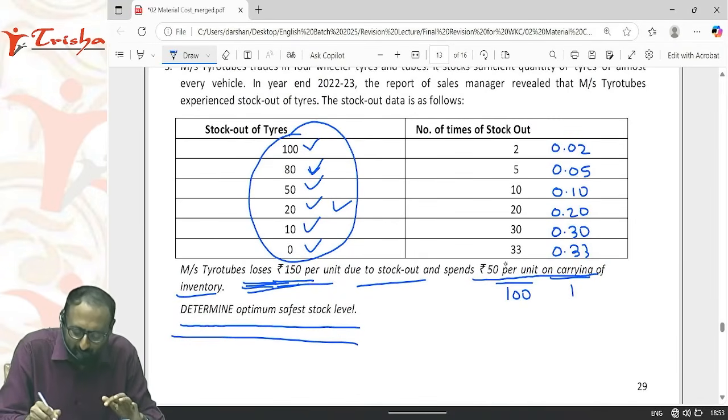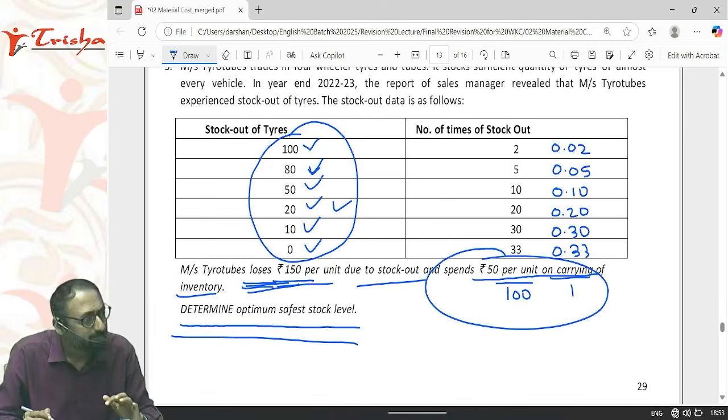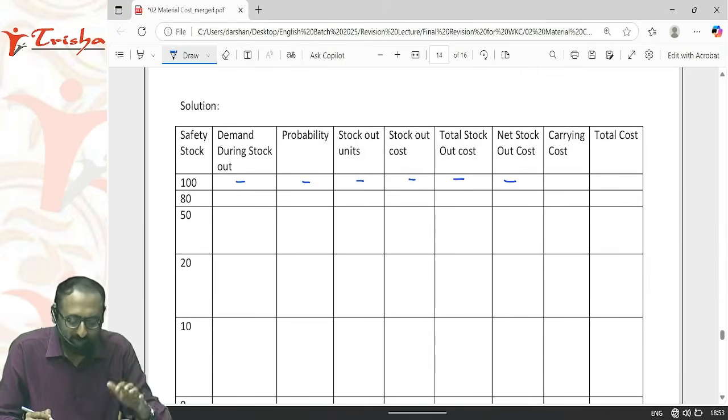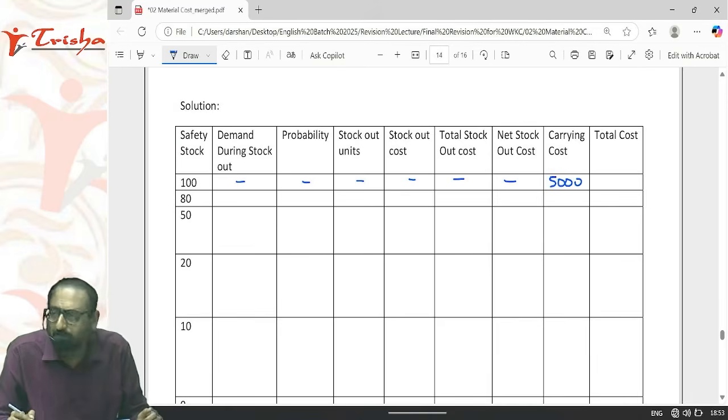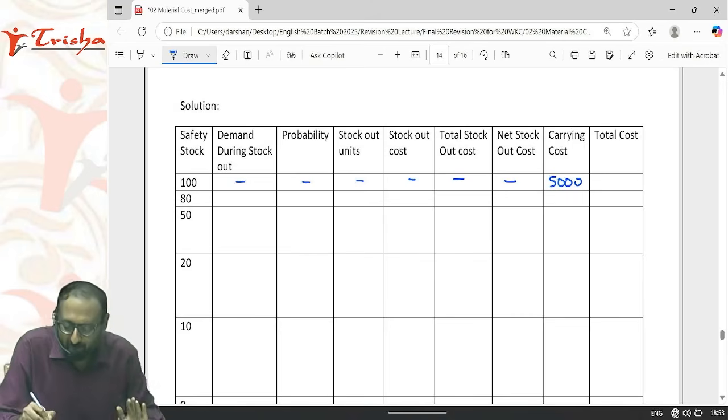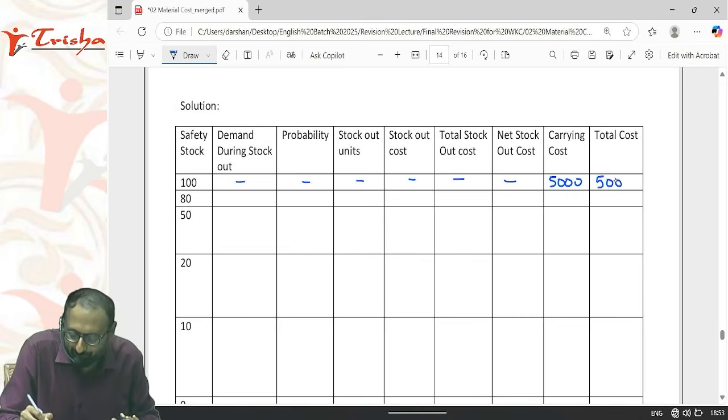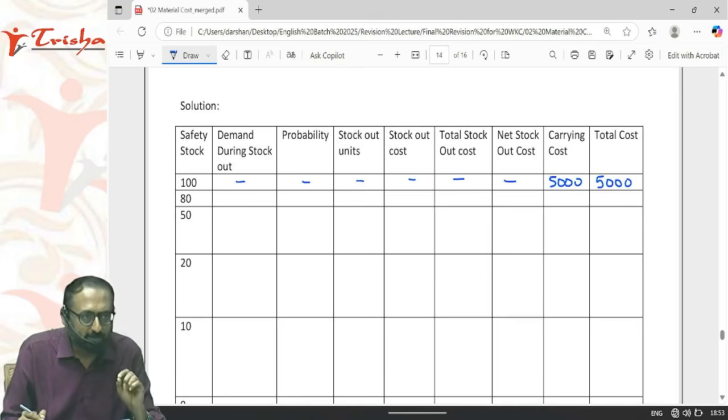How much is the carrying cost given in the question, sir? Is it 50 rupees? So please calculate 100 into 50. How much will be my carrying cost, sir? Is it 5,000? 5,000 or 500? 5,000. So stock out cost plus carrying cost is equal to total cost, 5,000. You'll have to answer next.